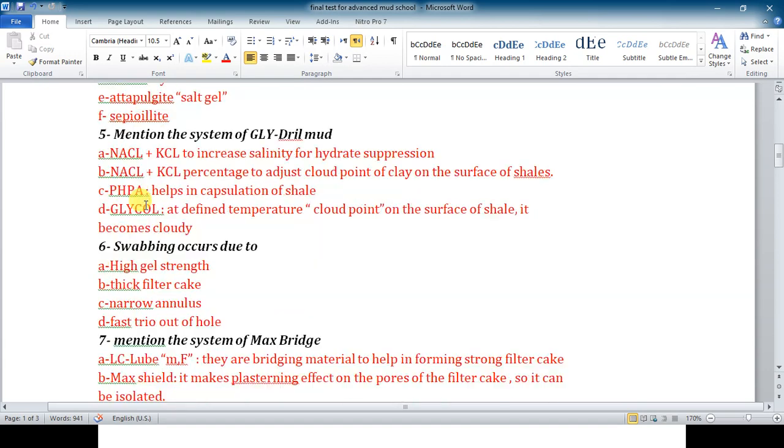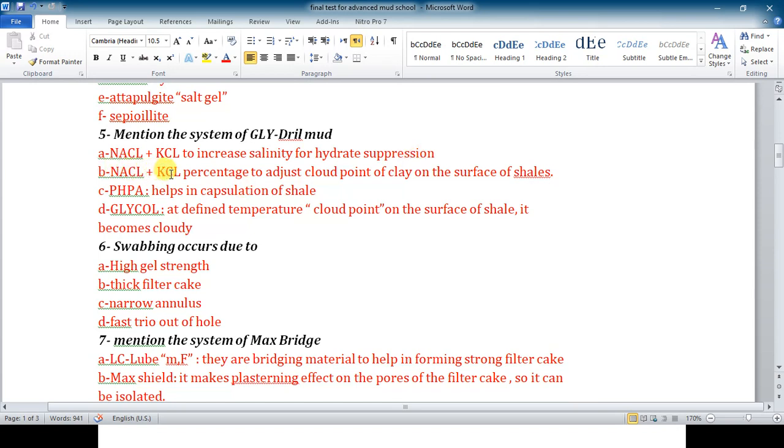Number five, mention the system of glycol drilling mud. It is a glycol drill mud, the system used in deep water. It mainly depends on glycol based mud. Number A, we use the combination of NaCl and KCl to increase the salinity for hydrate suppression and also for the osmosis phenomenon.